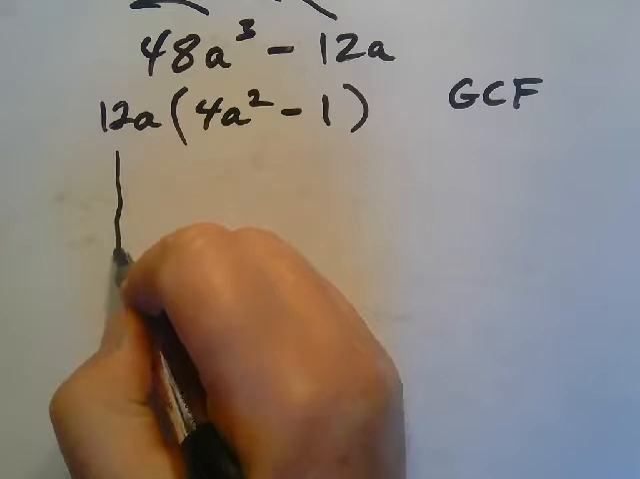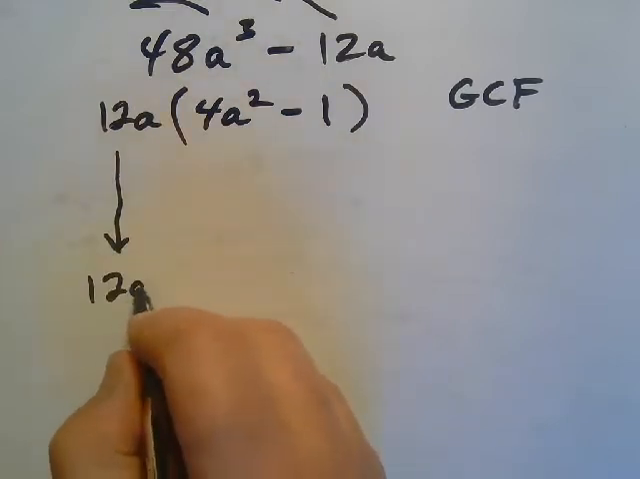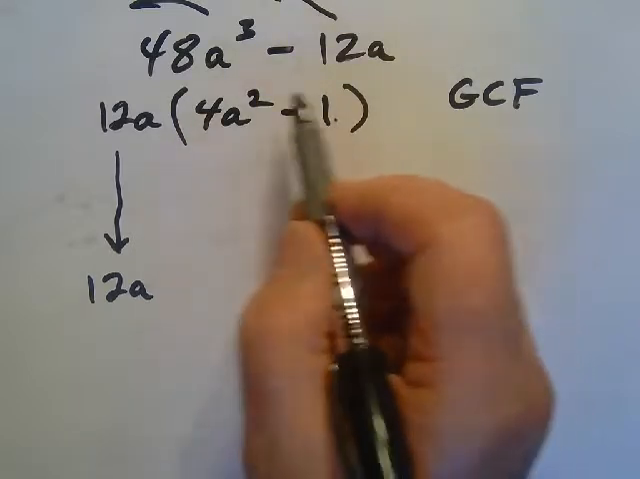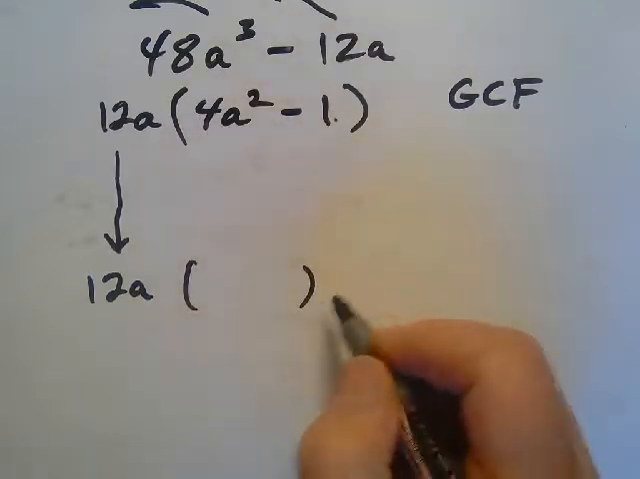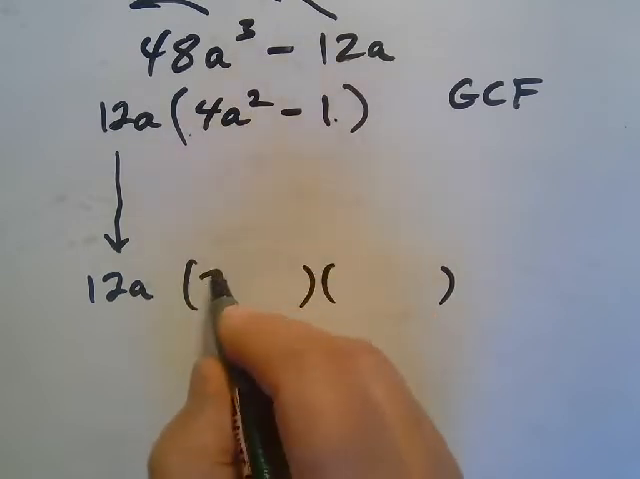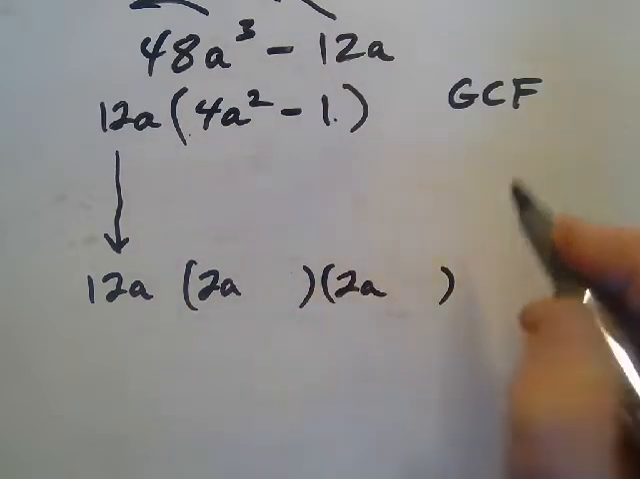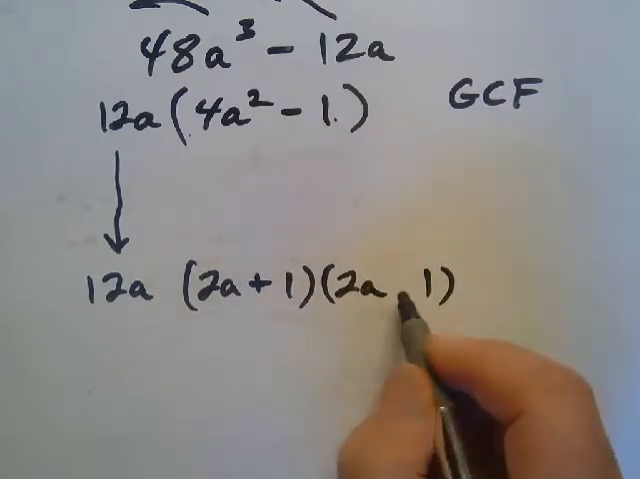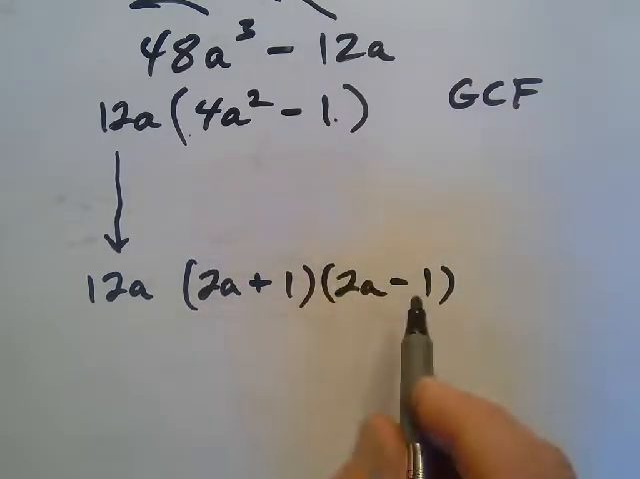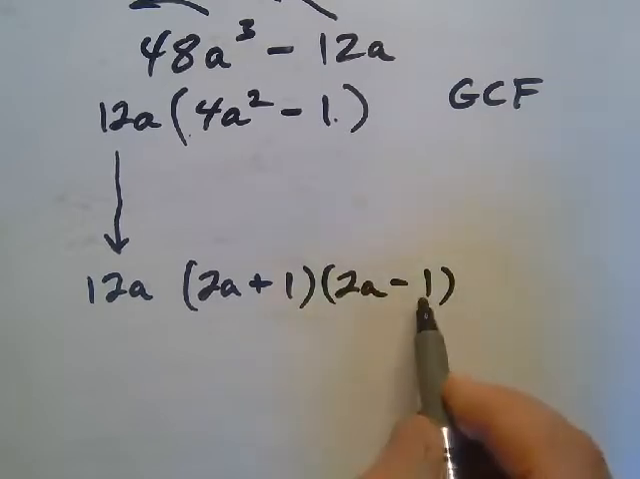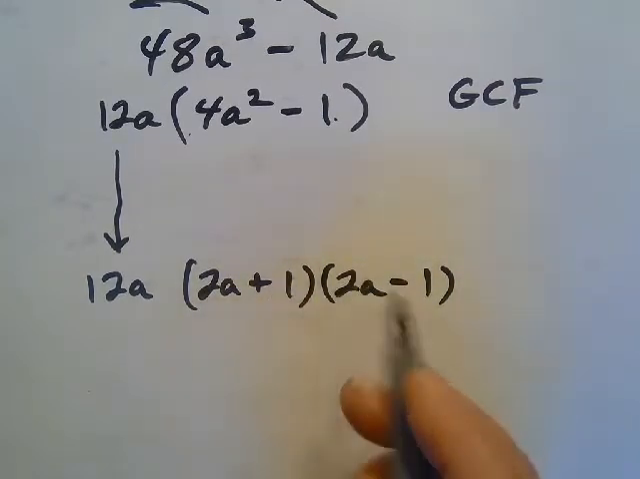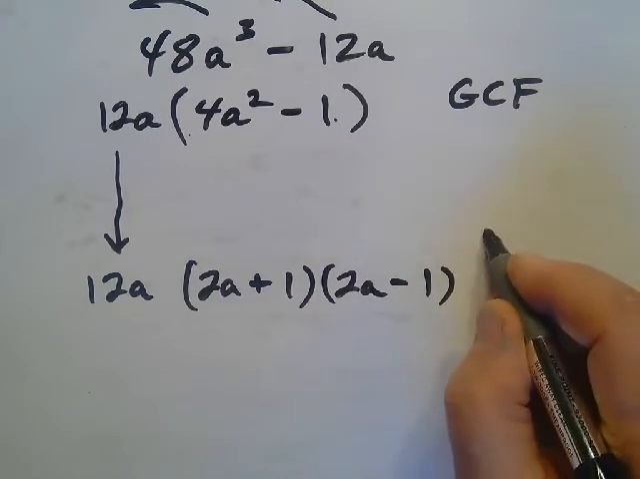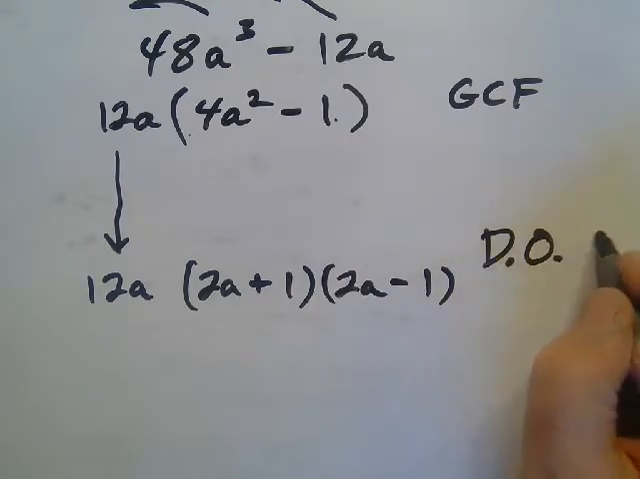Now I don't want to forget to put this in my answer, so I'm going to drag it down the page here. But this, 4a squared and 1, are both perfect squares. So the square root of 4a squared is 2a, and the square root of 1 is 1. Make one of them positive and one of them negative. Now if I FOILed this, I would get 4a squared minus 1. Notice the middle terms went out, negative 2a and positive 2a. And now we've got the answer done. We had to actually factor the difference of squares. I'll just call it DOS.